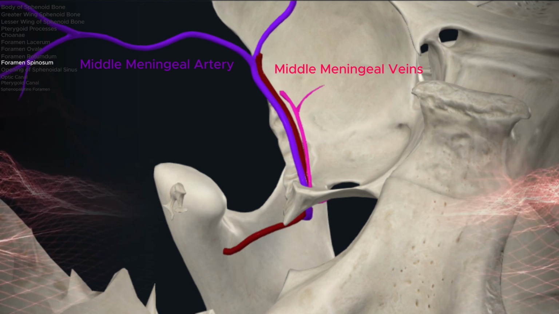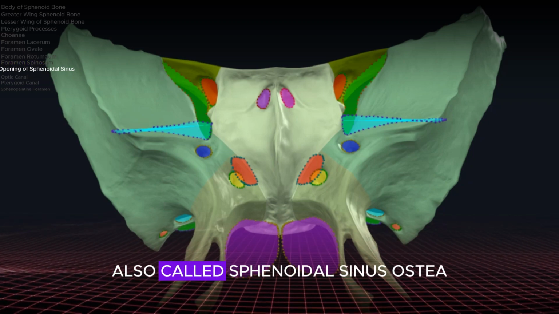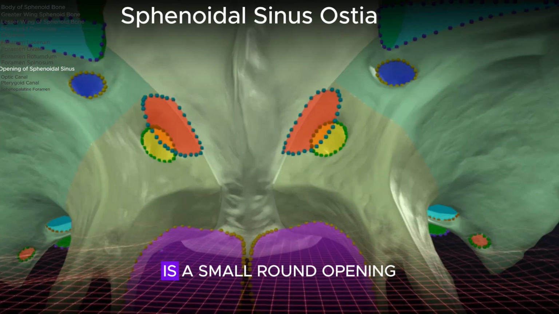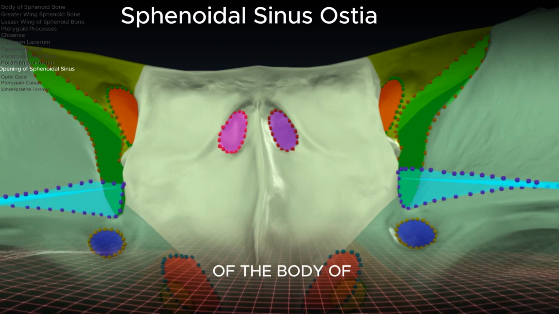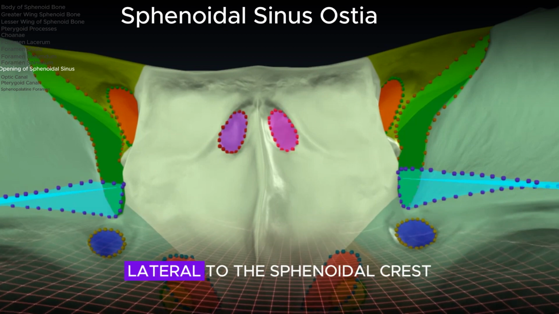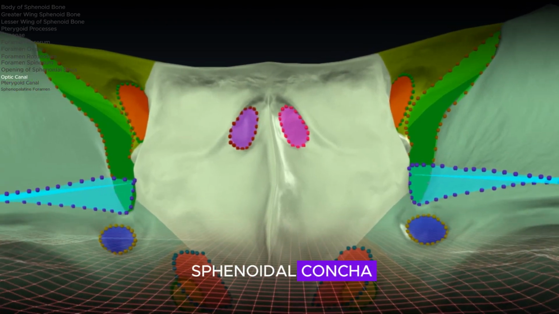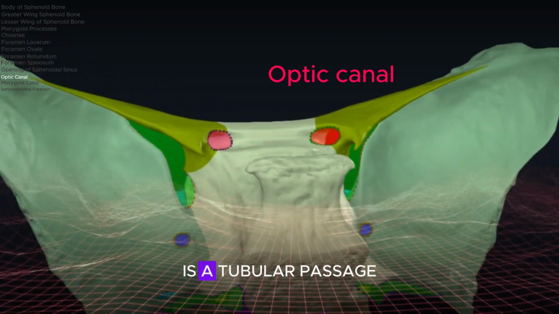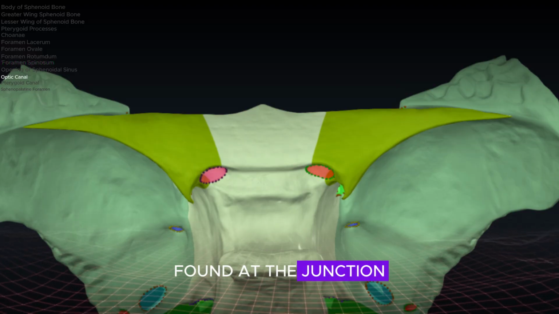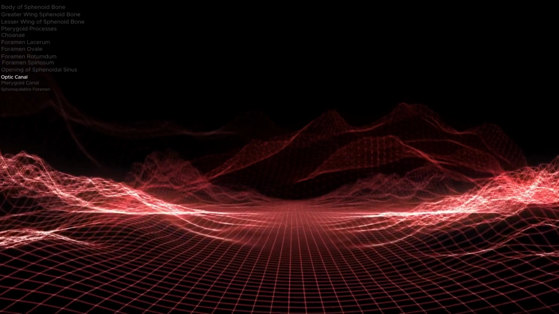The opening of the sphenoidal sinus, also called sphenoidal sinus ostia, is a small, round opening found along the anterior surface of the body of sphenoid bone, lateral to the sphenoidal crest and superior to a sphenoidal concha. The optic canal, or the optic foramen, is a tubular passage found at the junction between the lesser wing and the body of the sphenoid bone.